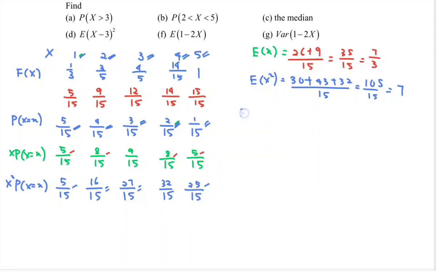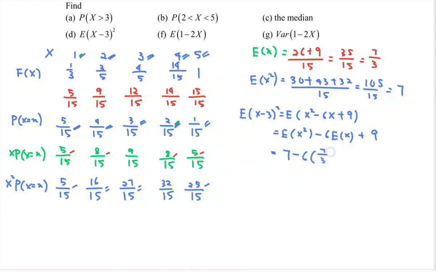Next, we have E of (x minus 3) squared, where we have E of x squared minus 6x plus 9. If we expand the situation, E of x squared minus 6 E of x plus 9. Kindly substitute 7 minus 6 multiplied with 7 over 3 plus 9. If we simplify the situation, we will have 2.